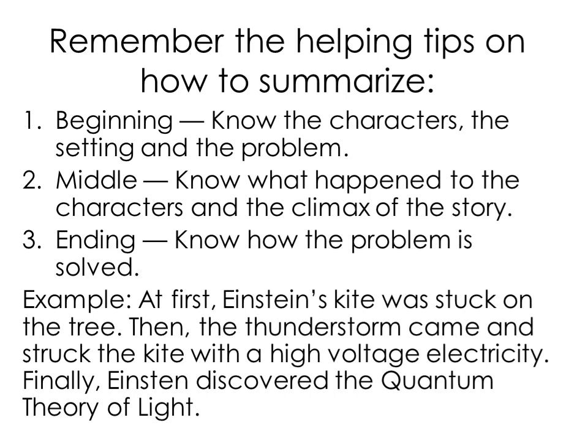So, for example, at first, Einstein's kite was stuck on the tree. Then, the thunderstorm came and struck the kite with a high voltage of electricity. Finally, Einstein discovered the quantum theory of light. So that one is an example of how to summarize.